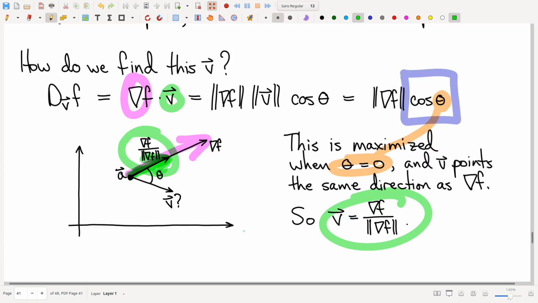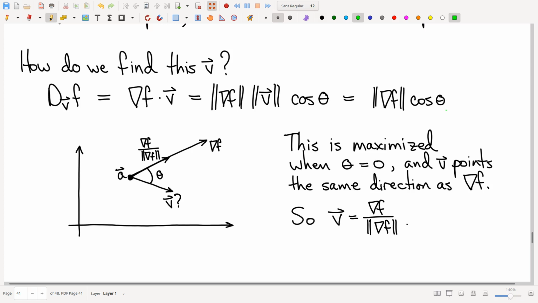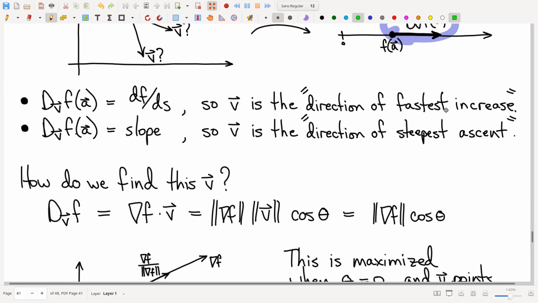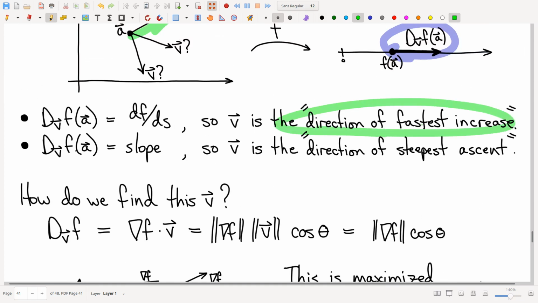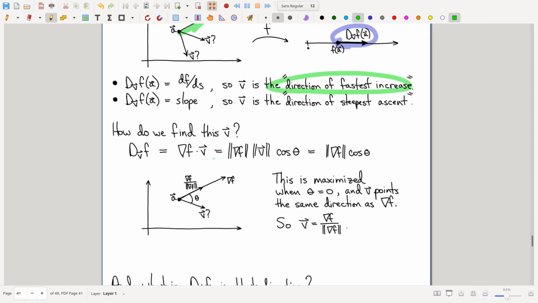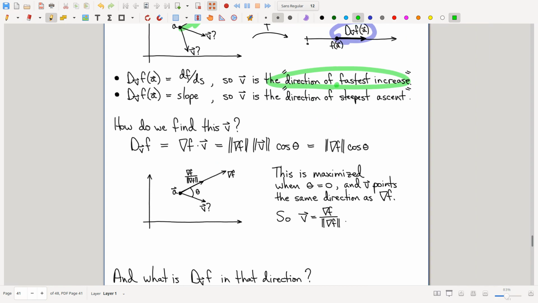So it's a really neat answer to the question. And by the way, this always works. It's really handy. If you want to find the direction of fastest increase, aka the direction of steepest ascent, that direction of fastest increase formula is the unit vector pointing in the direction of the gradient.